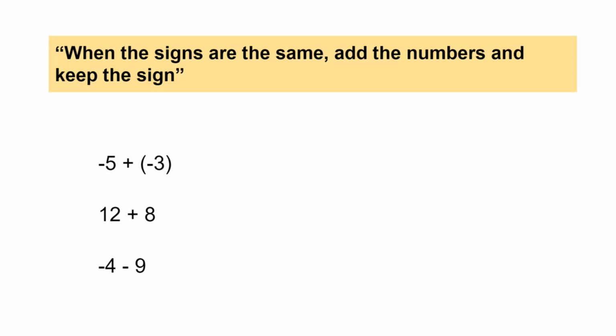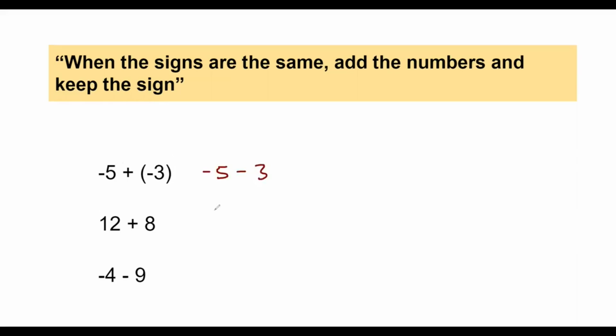We would also consider the signs to be the same if we rewrote this as minus 5 minus 3. Signs are still the same. Both of these, we can consider to be negative. So we add the 2. 5 plus 3 is 8, and we keep the negative sign.